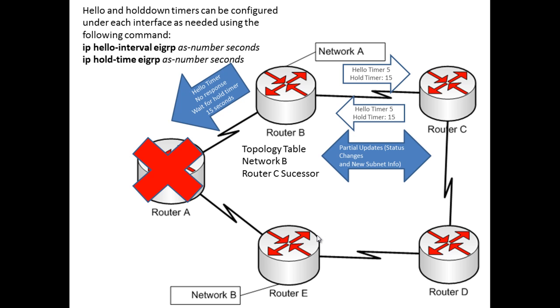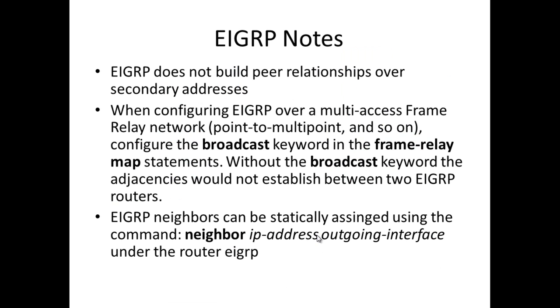Hold timers and hello timers can be configured under each interface which is subscribed in the EIGRP. Take note that if we have passive interfaces, we cannot configure the hello timers and hold timers. We have the two commands: ip hello-interval eigrp, the AS number for the EIGRP and the number of seconds. Also the same for ip hold-time eigrp, the AS number and the seconds.